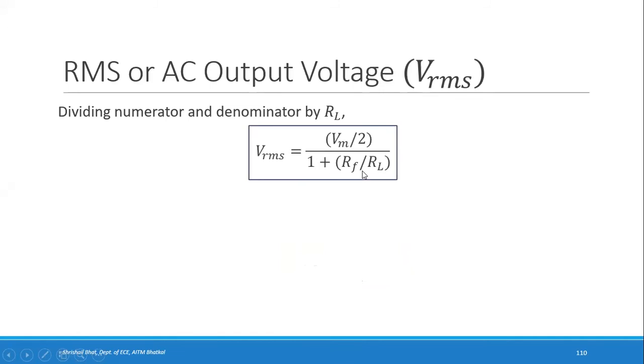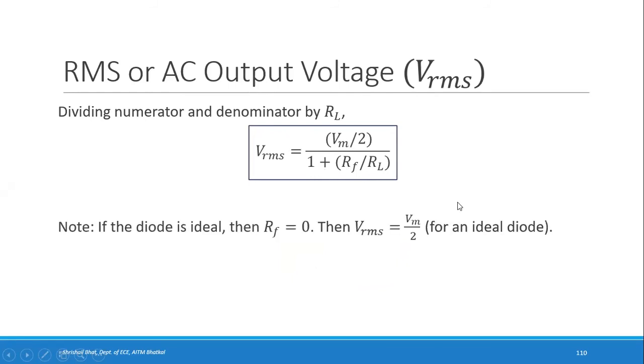Then if you consider a special case of an ideal diode where Rf is equal to 0, the denominator will be 1. So VRMS will be just Vm by 2. This is only for an ideal diode, right? So we have obtained the value of IRMS as Im by 2 and VRMS as Vm by 2 divided by 1 plus Rf by RL. And for ideal diode, VRMS is Vm by 2.